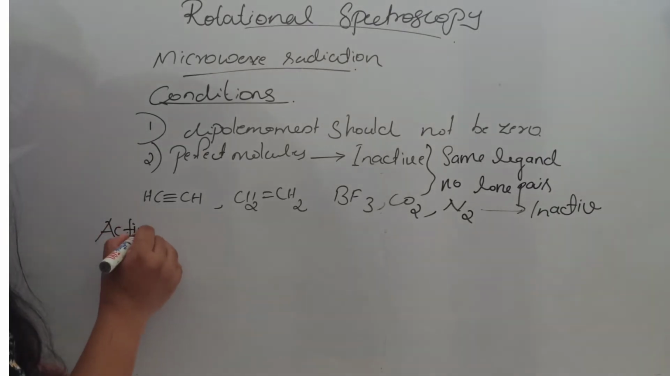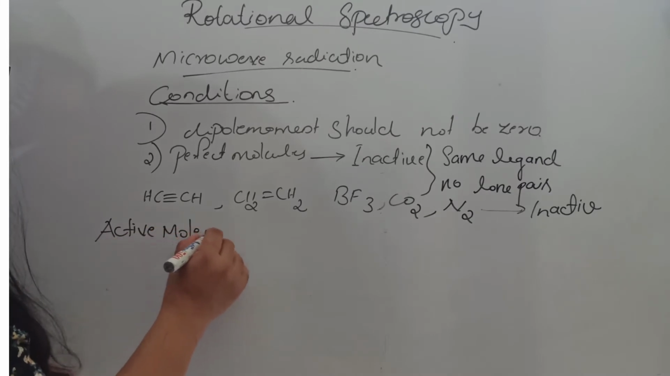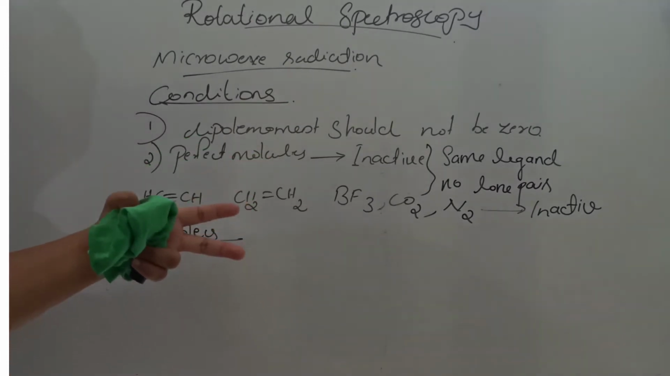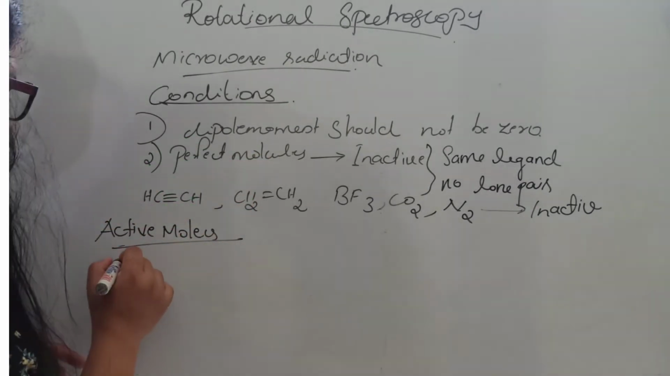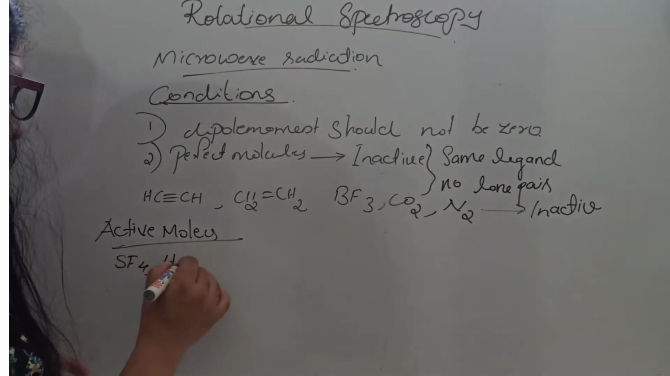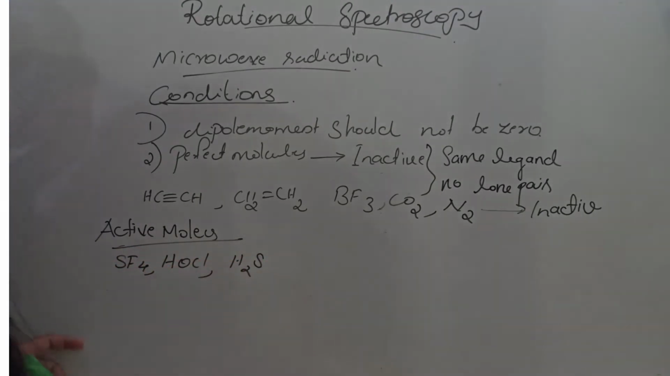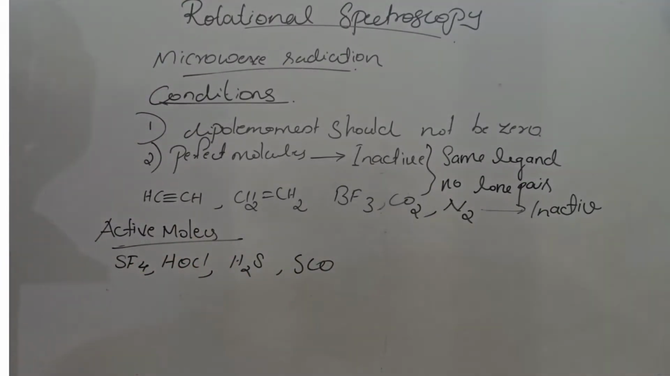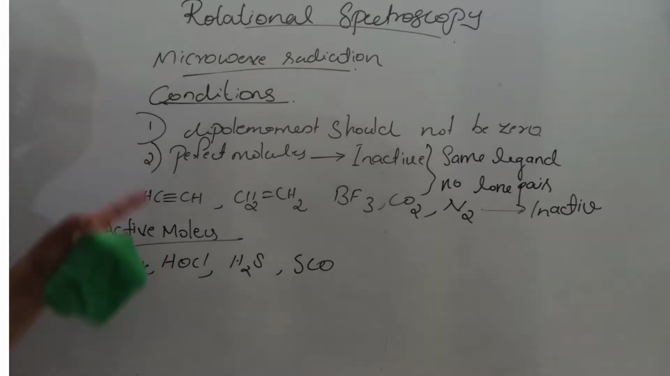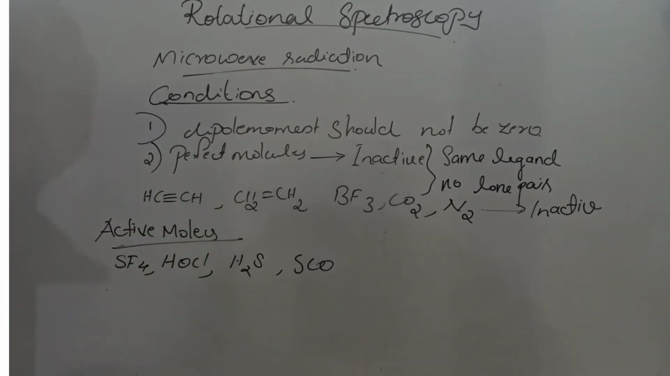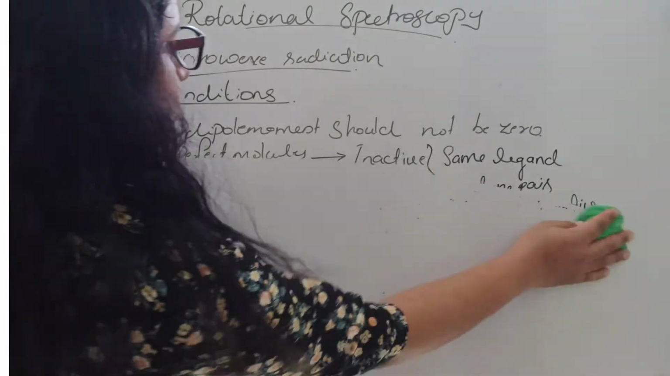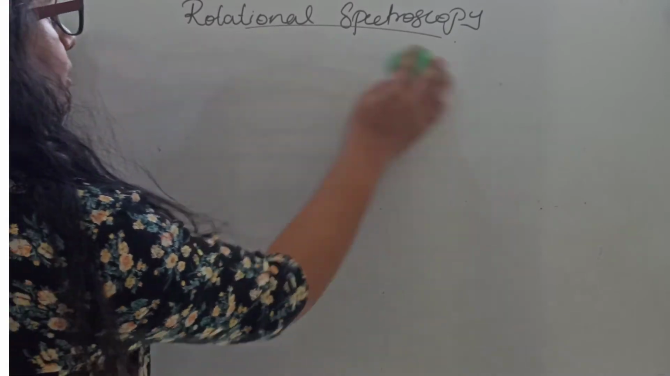Now, what are the rotationally active molecules? This type of question is not asked much in CSIR NET, but you should know. Active molecules are, for example, SF4, HOCl, H2S, etc. If they ask questions combining these two, inactive and active, you should know how to select and separate the active and inactive molecules. This is just a simple start of microwave spectroscopy. I just wanted to tell you which molecules are rotationally active.